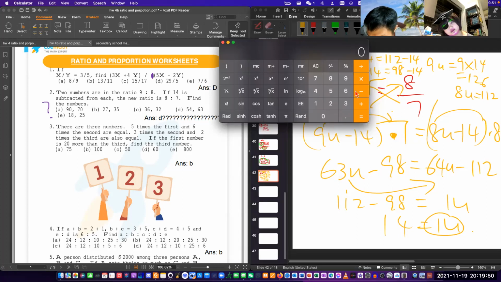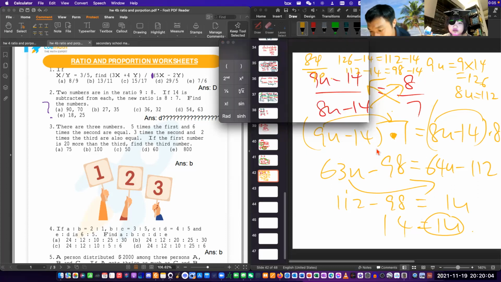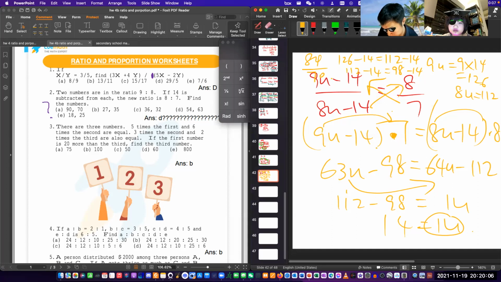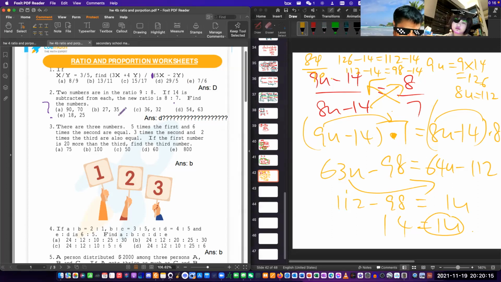Okay, let me double check. 14 times 8. Okay, good. So far so good. 112 minus 98 is 14. Okay, good. So no mistake. So yeah, this is the answer. None of the answers here fits the bill.